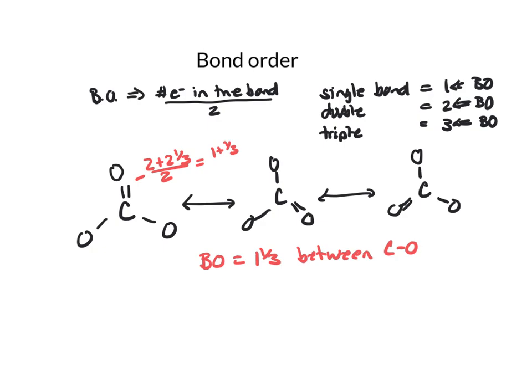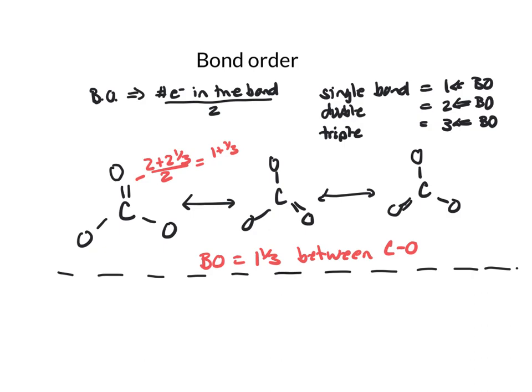So 1 and 1/3 is bigger than 1, but it's smaller than 2. And so this 1 and 1/3 bond is stronger than a single bond, but weaker than a double bond. It's shorter than a single bond, but longer than a double bond.